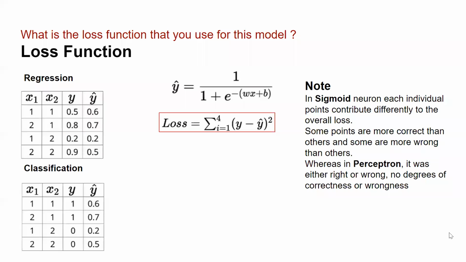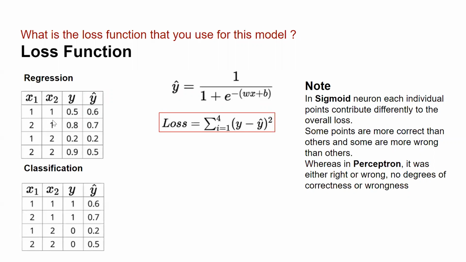Now coming to the loss function. This is the third important part we have to see whenever we are dealing with any model. Initially we have seen square error loss, and in this case also we can live with a square error loss. So how does square error loss operate?